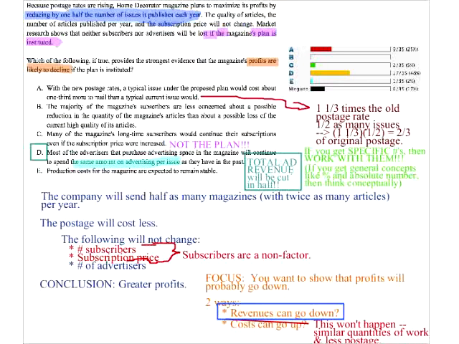So the argument's talking about profits. We want to look at ways in which factors that directly affect the profit will change. So if you understand that these are the only ways that you could show declining profits, then you can quickly zero in on the answer.